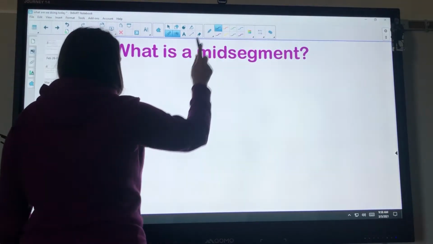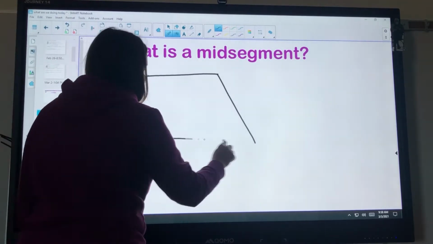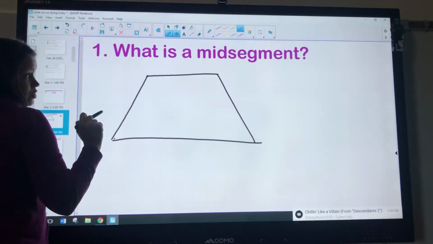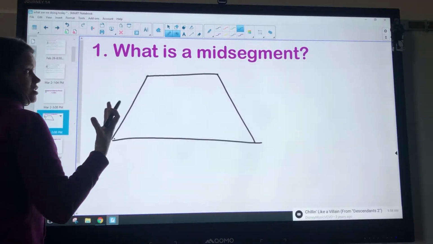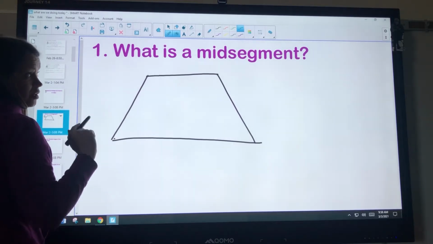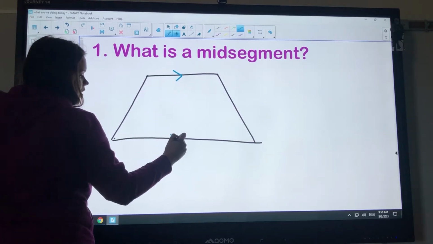So trapezoids look like this. So let's go over the vocab for it. A trapezoid is a quadrilateral, which means it has 4 sides, but it is not a parallelogram because parallelograms have 2 pairs of parallel sides, so they are going to have 1 pair.